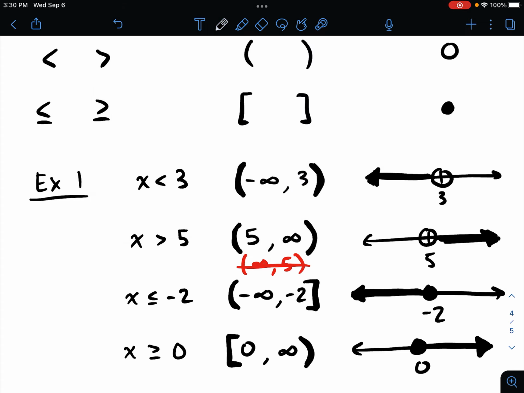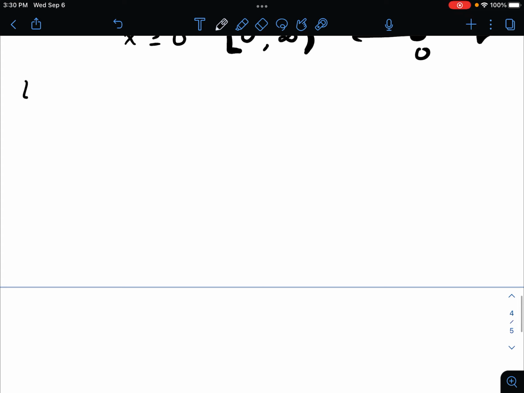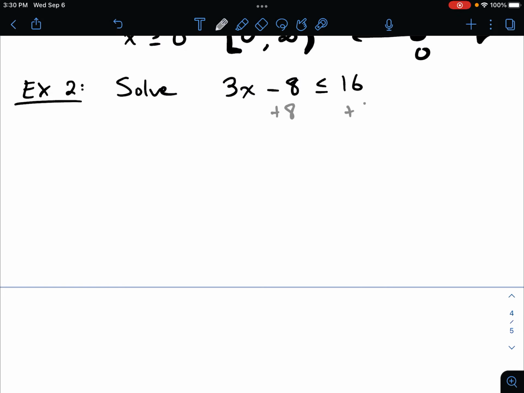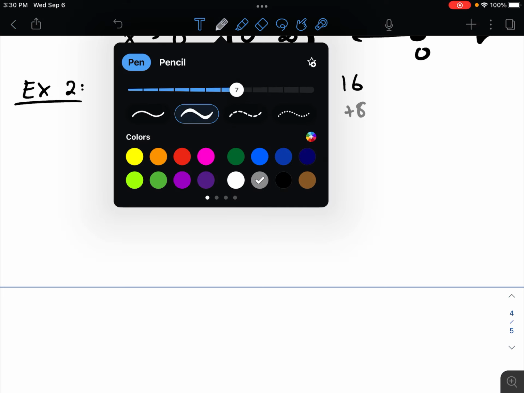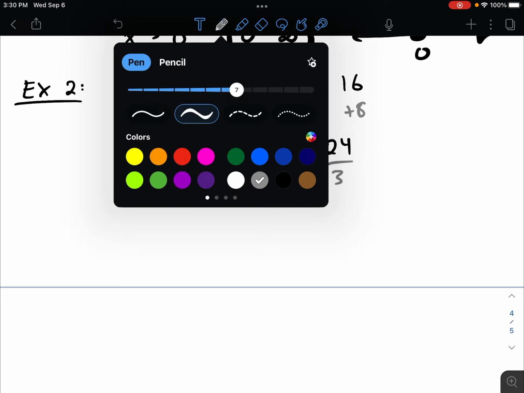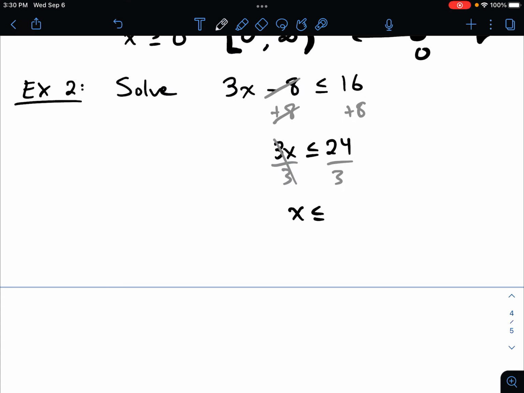So let's go ahead and try an example. We're going to solve 3x minus 8 is less than or equal to 16. All right, so we're going to go ahead and solve this. I'm going to start by adding 8 on both sides, just like you would a normal equation. These cancel, and now we end up with 3x is less than or equal to 24. We're going to go ahead and divide both sides by 3 to isolate the x. And we find out that our answer is x is less than or equal to 8.